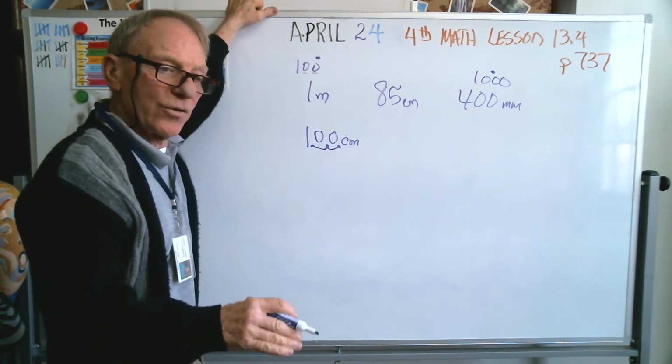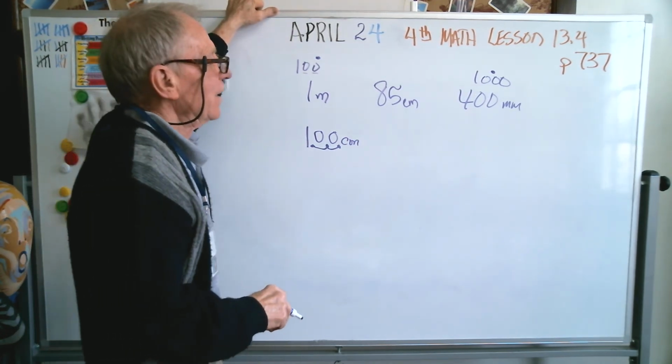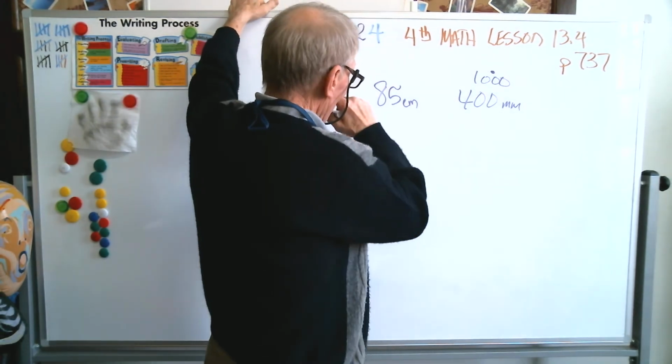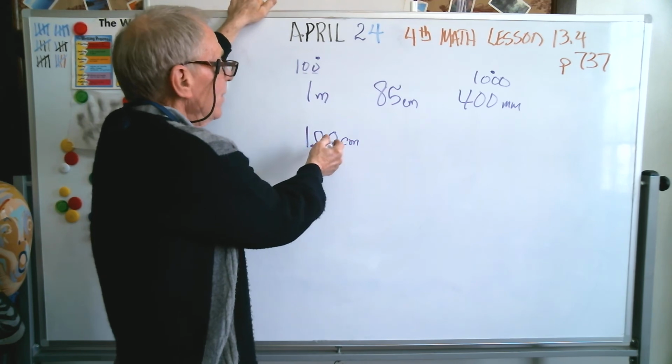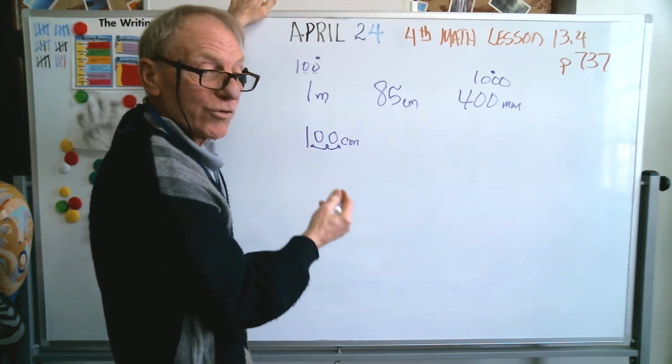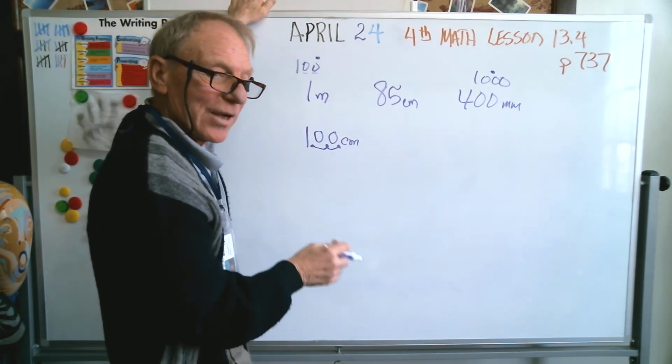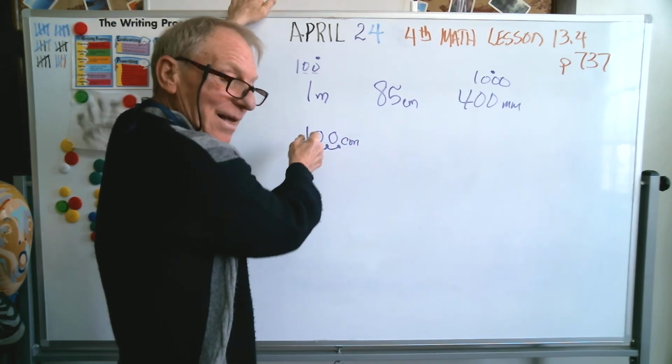See, we're converting to centimeters now. So the bigger unit is going to have a bigger number because centimeters are smaller. There's more centimeters inside a meter. So the number has to be bigger.